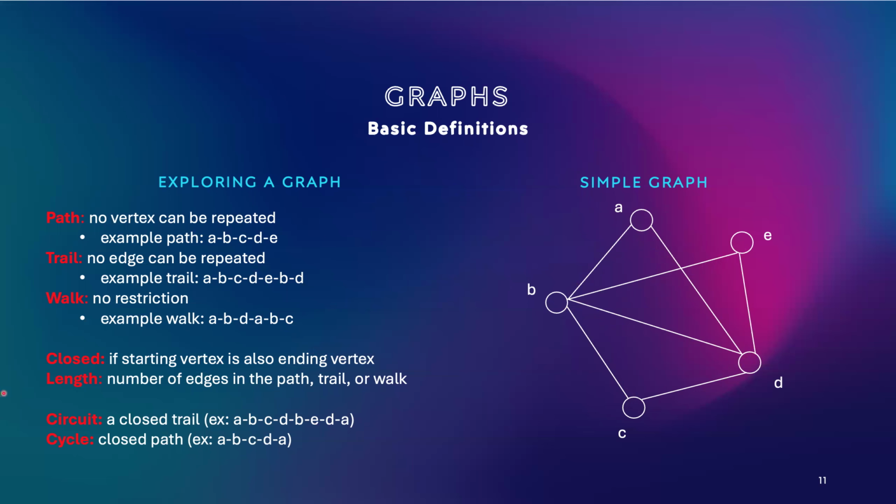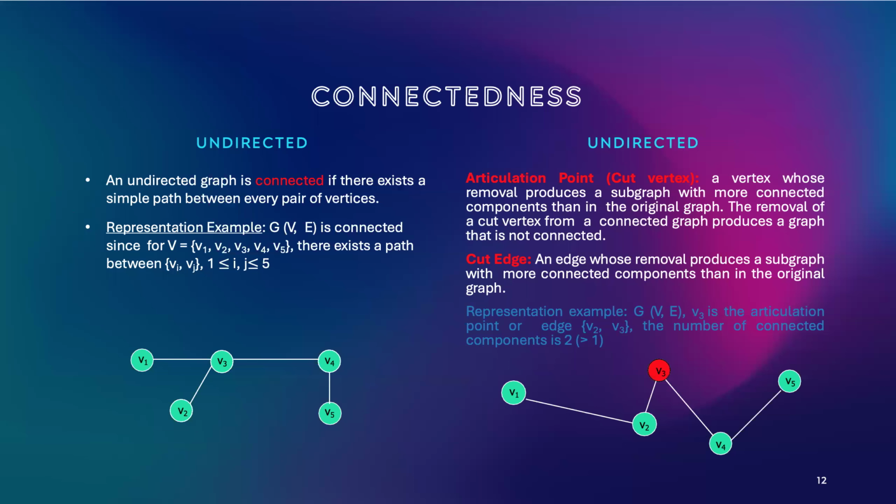And if we look now at connectedness, an undirected graph is connected if there is a path between every pair of distinct vertices in the graph. So a representation example here. This graph G over here is connected since for every vertex in the set of vertices V1 to V5, there is a possible path between them, right? You can go from V1 to V5, you can go from V5 to V3, to V4, to V2, to V1, and so on.